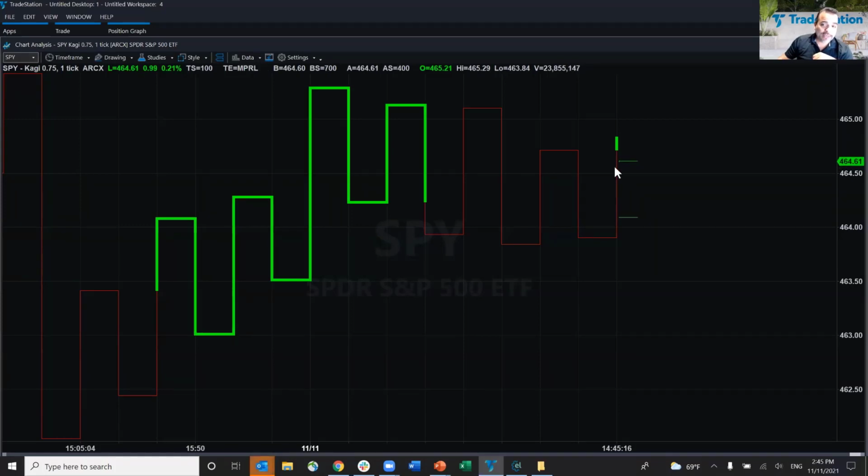Do you see where this upward line changed from red to green? Do you know why it changed to green? Because it crossed the higher high. So whenever the Kagi line crosses a prior high or a prior low, it'll change color.